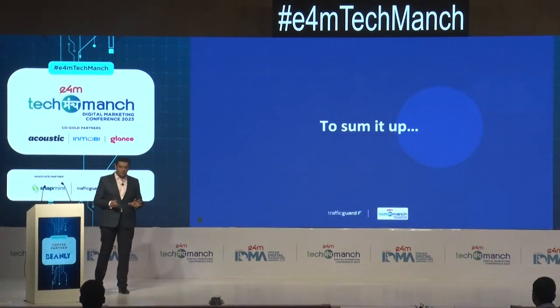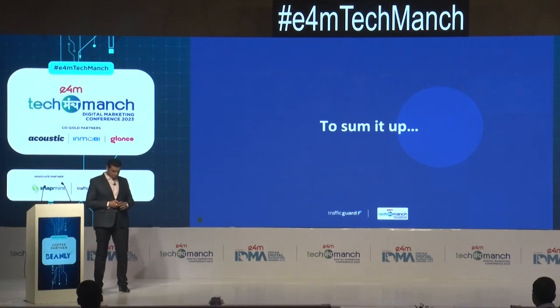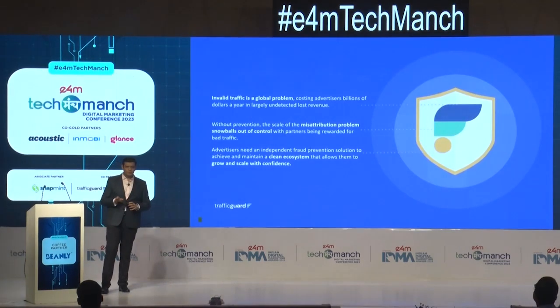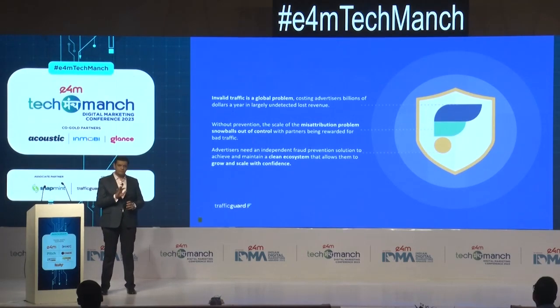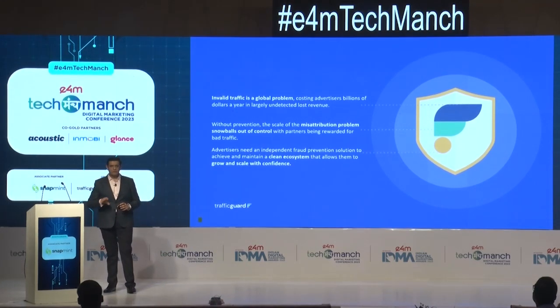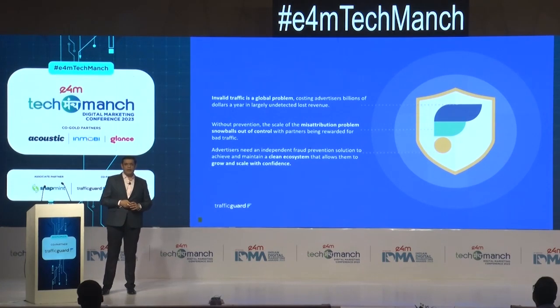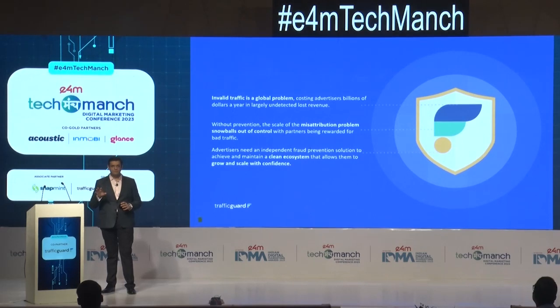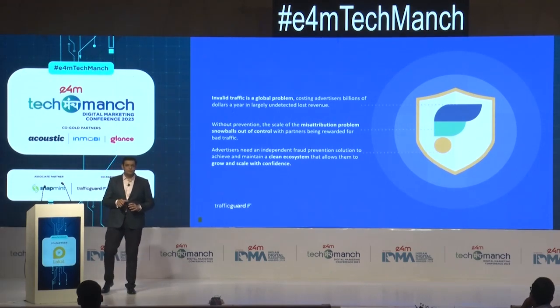Moving on, just to sum it up at a very, very high level, ad fraud and invalid traffic is a global problem, costing millions of dollars to advertisers, not just in India, but globally. Without prevention, what we call it is a scale of misattribution, which means where the client ends up paying for installs which should have been free, or any conversion which should have been free, and it just snowballs out of control. And advertisers really need to work with a prevention solution, so that they can scale up and grow with confidence on their affiliate campaigns. So that's from Traffic Guard.